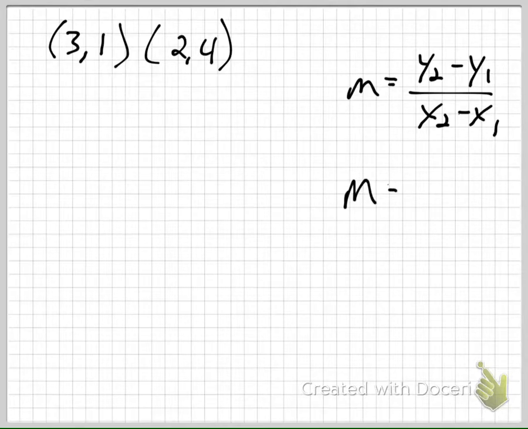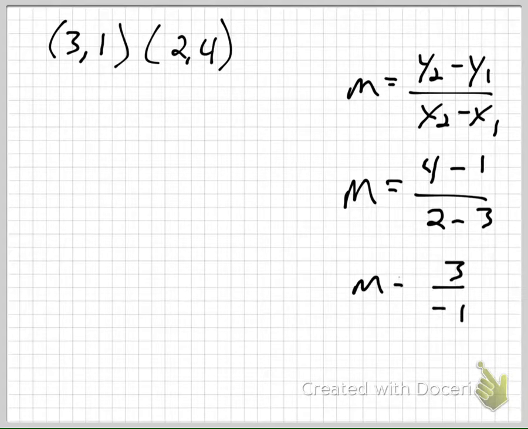M equals, what's y2? 4 minus 1 over 2 minus 3. 4 minus 1, 3 over negative 1, which is negative 3. So now we know the slope is negative 3. Now it's the same problem that it was just 10 minutes ago. You know what I'm saying?